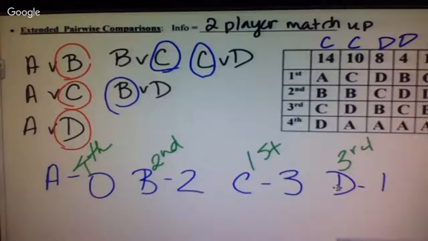Okay. If you flip your packet over, I believe there's 3 problems. Okay. If you could kindly do those on a separate sheet of paper, that's going to be your homework tonight. Look, you don't have to look at a computer screen. Yay!